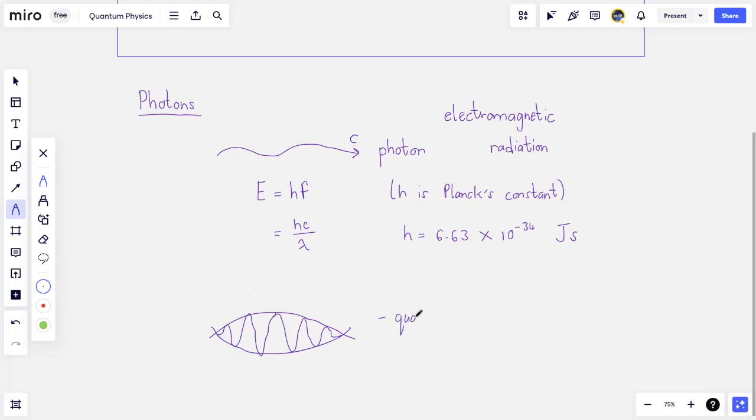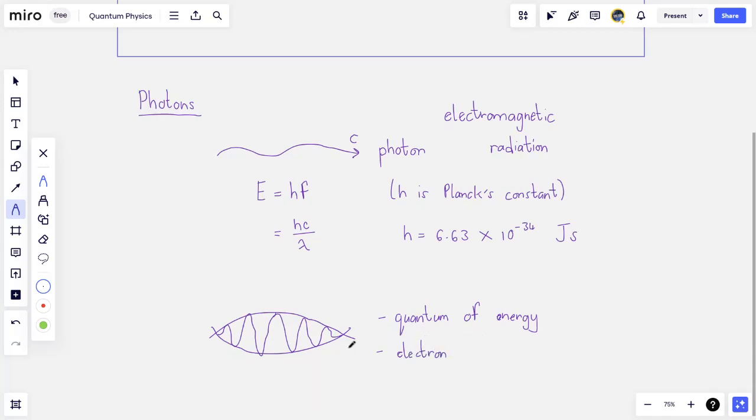So it contains a specific amount of energy, which we'll call a quantum. And this amount of energy is fixed. It can't contain any more or any less than that amount of energy. And this energy is in the form of electromagnetic radiation.